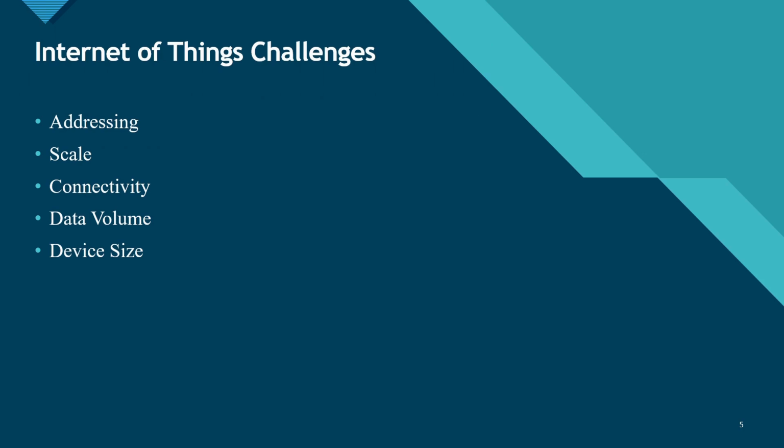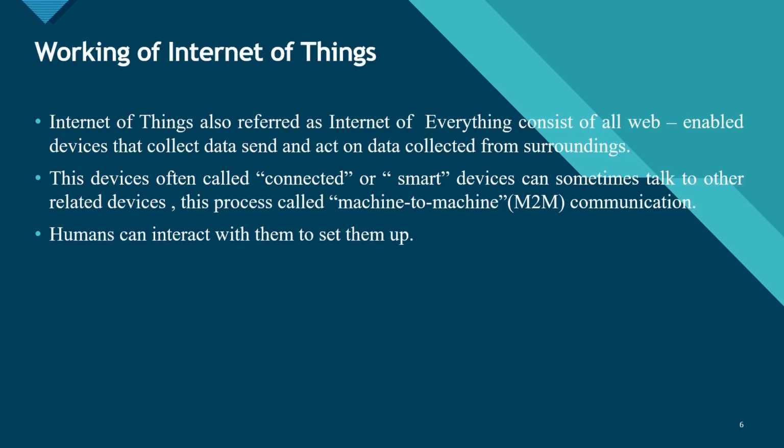Internet of Things challenges. What are the major challenges of implementing IoT devices? Addressing scale, connectivity, data volume, device size, etc. And working of the Internet of Things, also referred to as Internet of Everything, consists of all web-enabled devices that collect data and send and act on data. It collects data from the surroundings and sends them to the cloud. After the processing, the data are presented. The devices, often called connected or smart devices, can sometimes talk to other related devices. This communication is called machine-to-machine communication. Humans can interact with them to set them up.